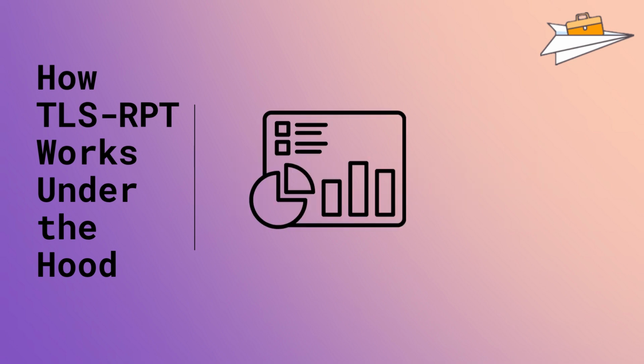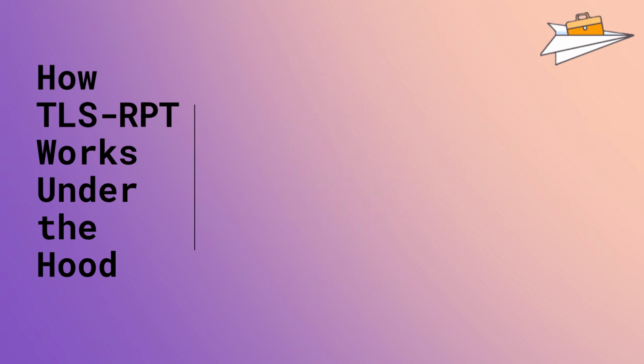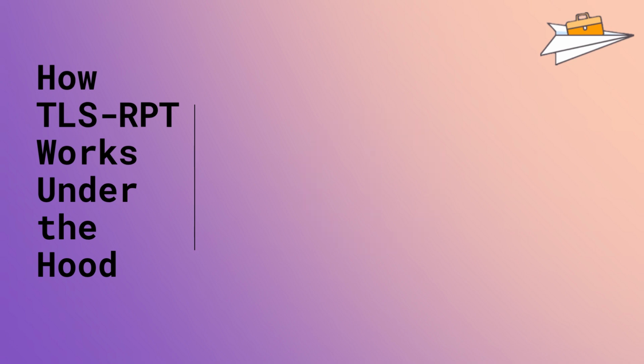These reports contain statistics on successful and failed connections, policy validation results, and reasons for failures, things like expired certificate, no STARTTLS support, or hostname mismatch. In short, TLS-RPT is like a real-time telemetry feed that keeps you informed about how well your encryption is working across the entire email network.